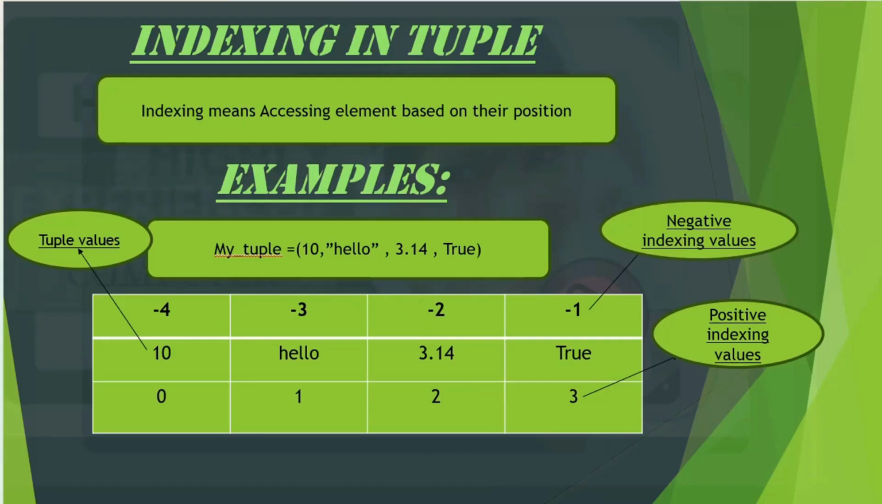Positive indexing always starts from 0. Negative indexing always starts from -1, -2, -3 and -4. So negative indexing starts from right to left and positive indexing starts from left to right. Let's take an example of positive indexing at first.